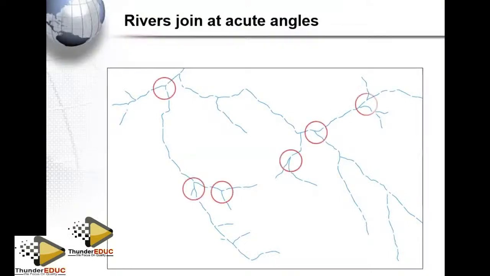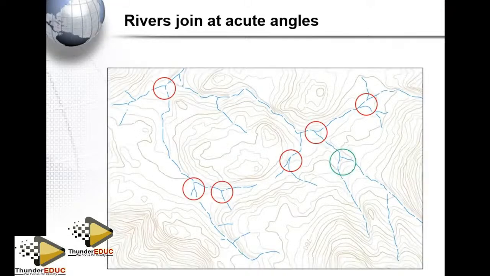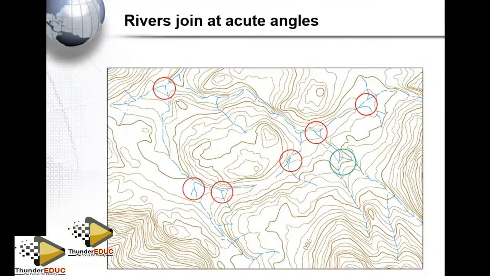We also look at the angle. We said it joins at acute angles. Can you see here? Acute angle, that means flows in this direction, then it goes this way. This one joins here, comes this way, this one this way, like that. Those are acute angles. So those acute angles are busy telling us which direction the river is flowing to.